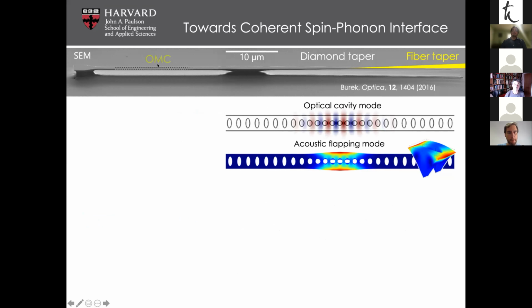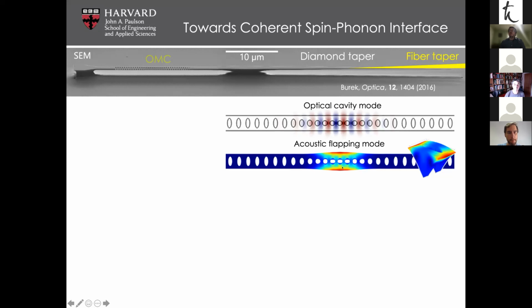This is now the one that's used for the spin-phonon interface. The main difference is that this cavity now operates at 1.5 micron wavelength. So we can also nicely take a telecom photon and indirectly interact with the spin of the silicon vacancy by leveraging mechanical motion, basically. And so these devices have optical modes, as shown here.